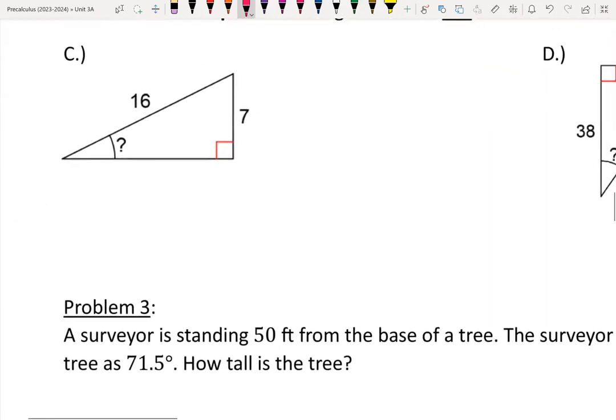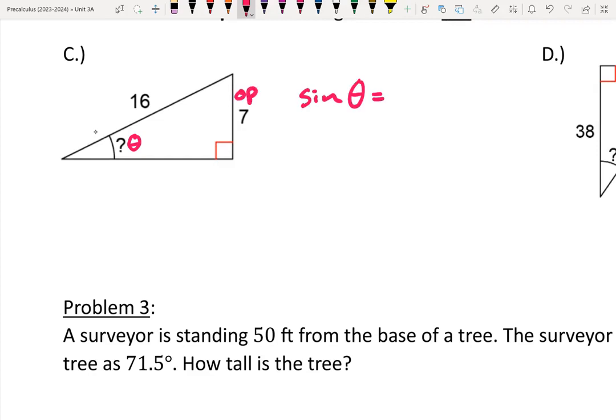So let's go ahead and do problem C. This one, we're given two sides, so theoretically I could use the Pythagorean theorem to find the third side, but that's not what they asked me to do. They want me to find the angle. So this one right here is our unknown angle. I'm just going to go ahead and use theta on that. All right, looking at this in your groups, decide, is this a sine, cosine, or tangent problem? Sine, because we have opposite and hypotenuse, so that would be correct. Sine of theta is opposite over hypotenuse, so sine of theta equals 7 over 16.